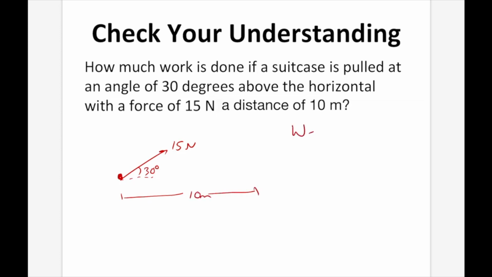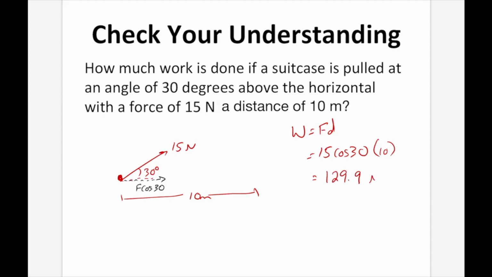Now our equation, work equals force times distance. The force in this case is going to be 15 cos 30, because we're only going to be concerned with this part right there. So that's F cos 30. And then we're going to multiply that by the distance, which is 10 meters. And when you do the calculation, you get 129.9 Newton meters, because we have forces in newtons, and the 10 is going to be in meters. Now we need 1 sig dig, because we have the 30, so it really should be 100 Newton meters.